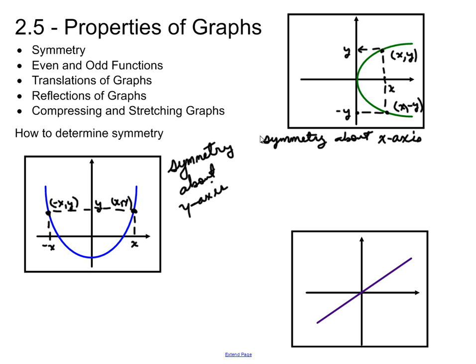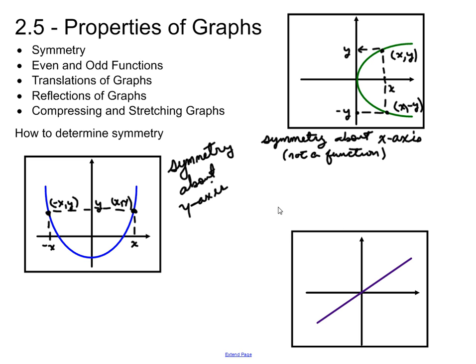When this is the case, this is very similar to that symmetry about the y-axis. We will say, however, that a graph that has symmetry about the x-axis is not a function. Y is not a function of x because it doesn't pass the vertical line test.